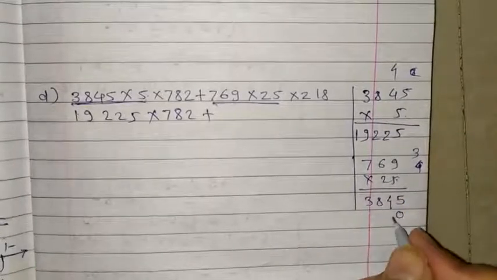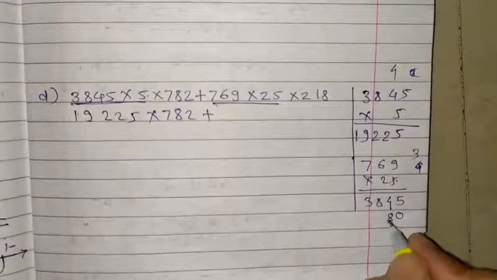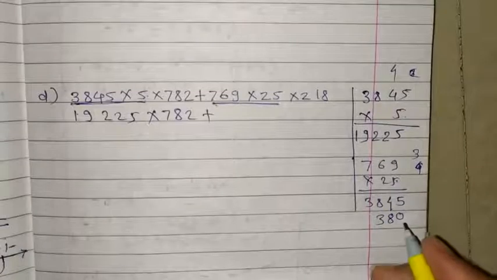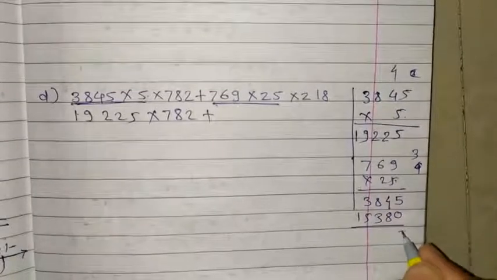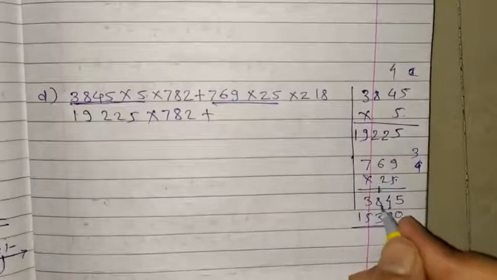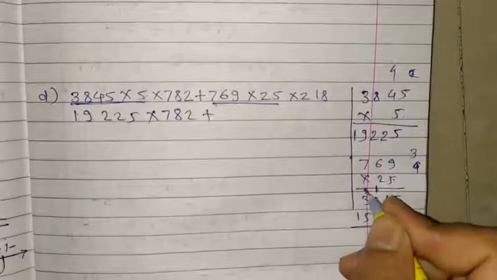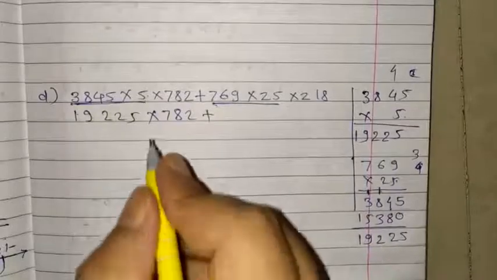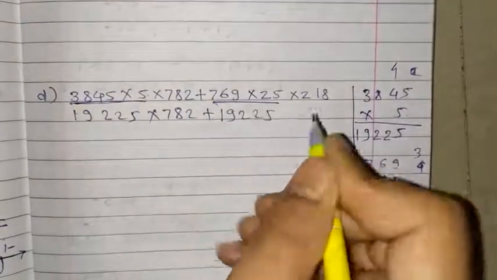2 into 9 is 18. 1 carry. 2 into 6 is 12. 12 plus 1, 13. Then 2 into 7 is 14. 14 plus 1 carry, 15. Write as it is. 0 plus 5, 5. 8 plus 4, 12. 1 carry. 8 plus 1, 9. 9 plus 3, 12. 1 carry. So here 3 plus 1, 4. 4 plus 5, 9. 1 as it is. So it is this number.